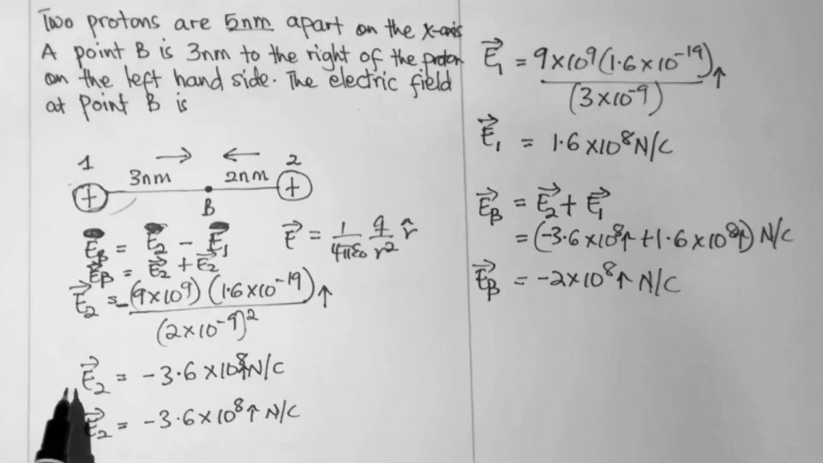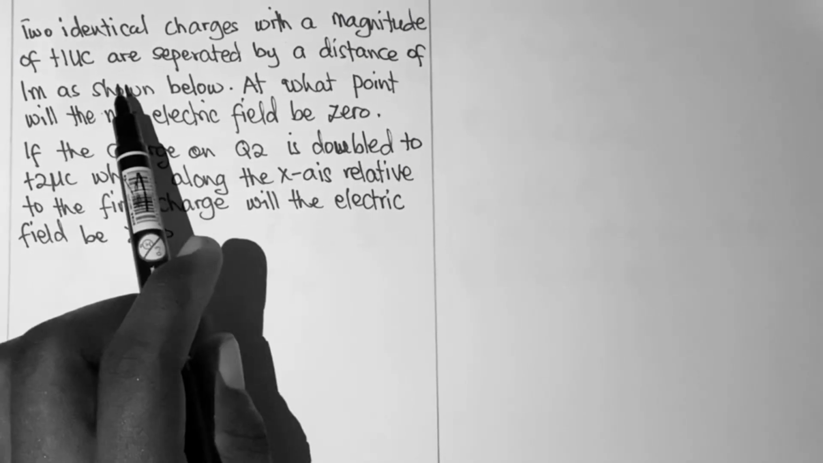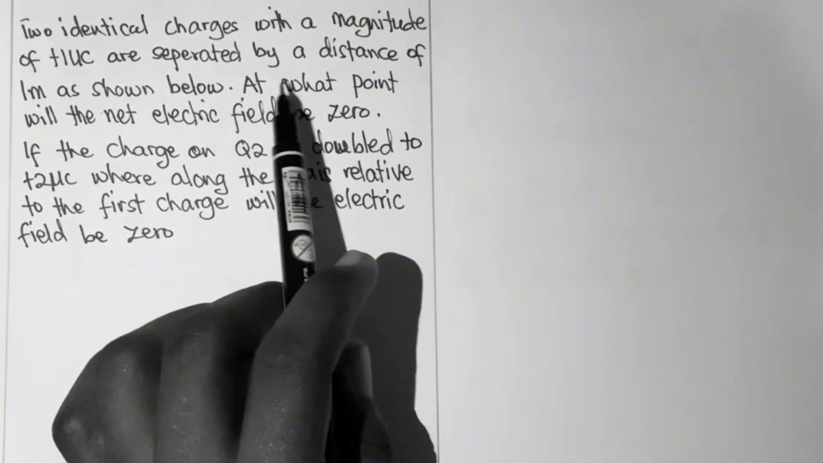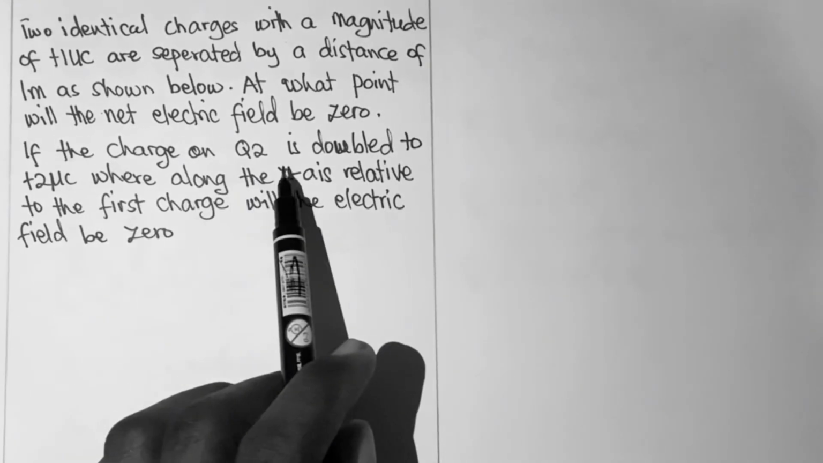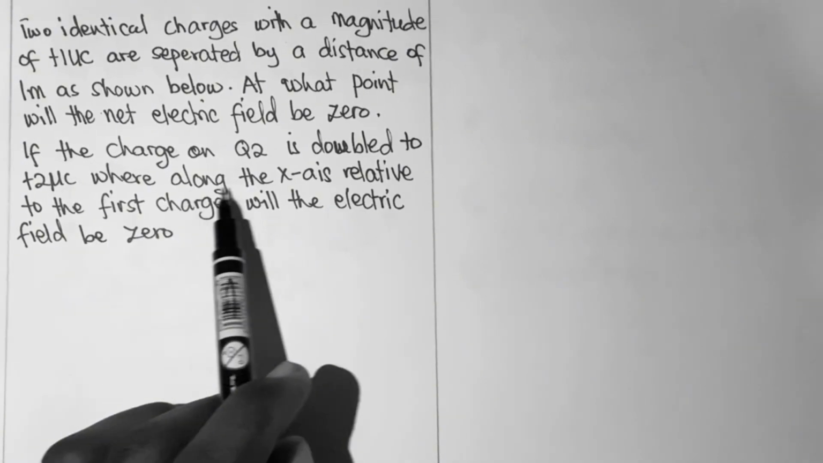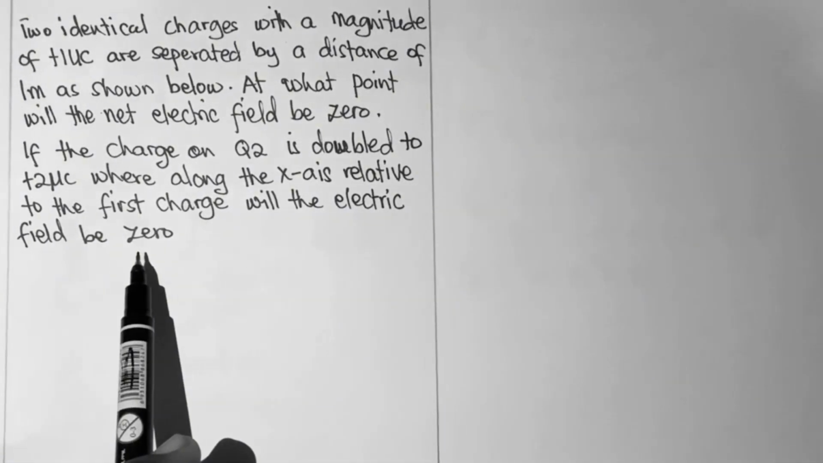Two identical charges with a magnitude of +1 microcoulombs are separated by a distance of 1 meter as shown below. At what point will the net electric field be 0? If the charge on Q2 is doubled to +2 microcoulombs, where along the x-axis relative to the first charge will the electric field be 0?